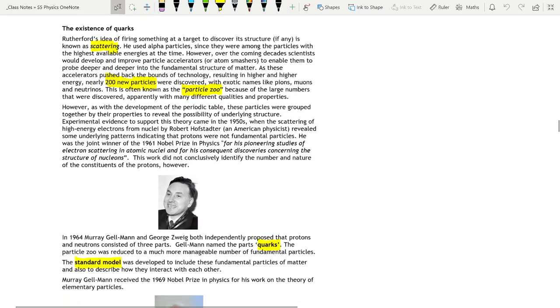Right. Another page that you need to know. I know it's quite a lot of words, but I will summarize it and tell you what exactly you need to know about this. Okay. So, the existence of quarks.